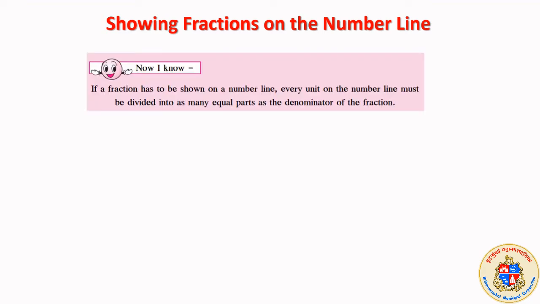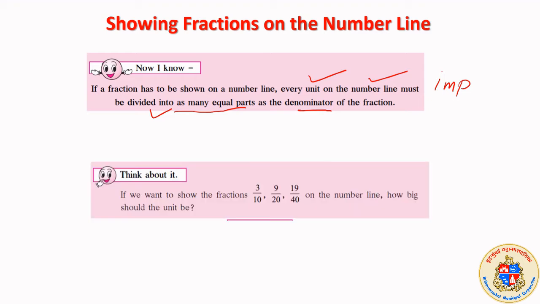We are continuing with the same topic. So fraction has to be shown on a number line. Every unit on the number line must be divided into as many equal parts as the denominator. This is the most important thing you should keep in mind while studying about number line and expressing fractions. If it is 3 upon 10, that means between 0 and 1 there will be 10 divisions. Correct? If it is 9 upon 20, that means there will be 20 divisions. And if it is 19 upon 40, you cannot imagine 40 divisions should be there.